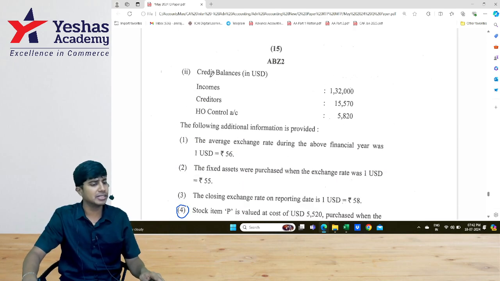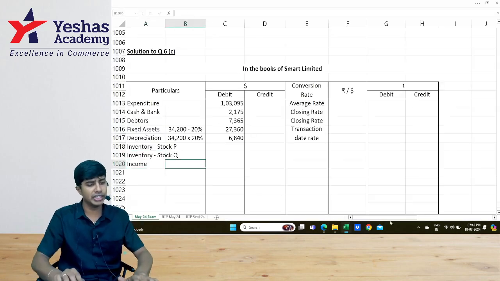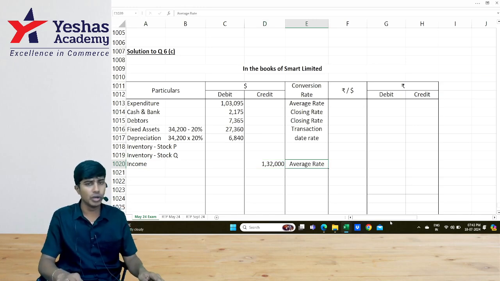Then we have credit balances. Income of 1,32,000. I am going to apply what rate? Average rate, which I don't know yet. Later when I read the question, I'll get to know, then I'll write it.